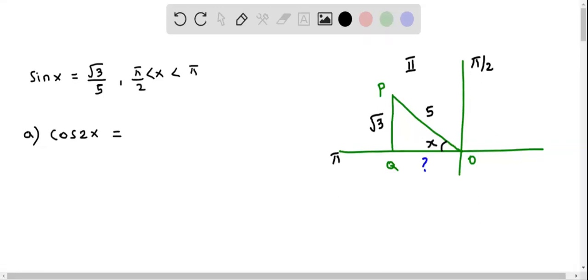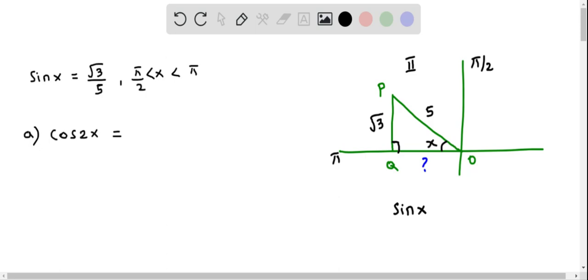We are given that sine x equals root 3 over 5 and x is greater than pi by 2 and less than pi. So since x is greater than pi by 2 and less than pi, basically x terminates in quadrant 2 because only in quadrant 2 x lies in this interval. So first I have constructed this right triangle OPQ using this given information.